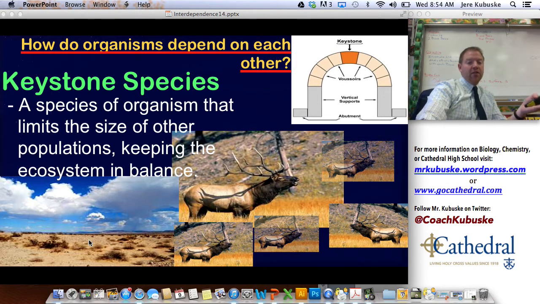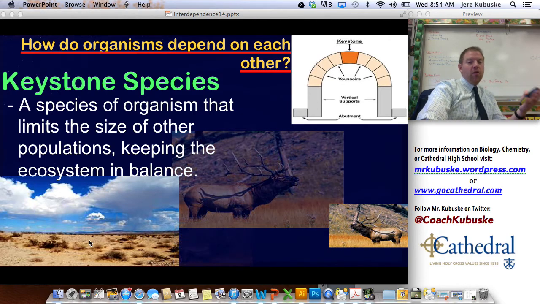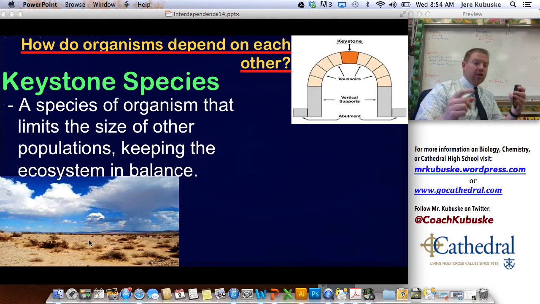So if the grasses all die out, what happens to our elk population? Well, obviously they will die out too. So just eliminating that one species has completely thrown off that entire ecosystem. So we call the wolf population a keystone species because without it, everything else falls apart.